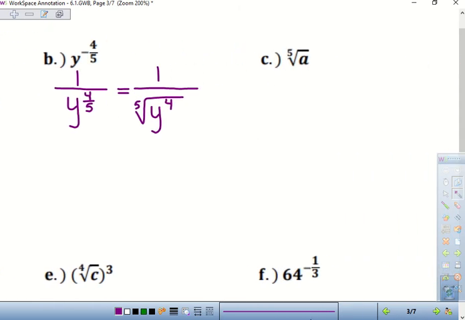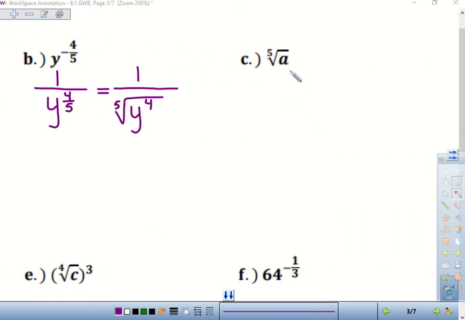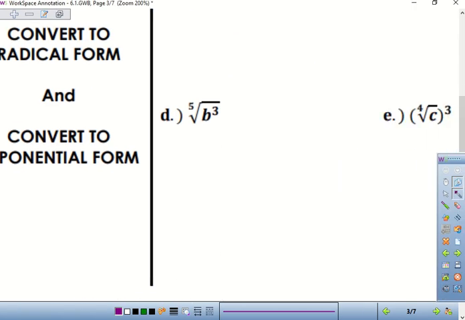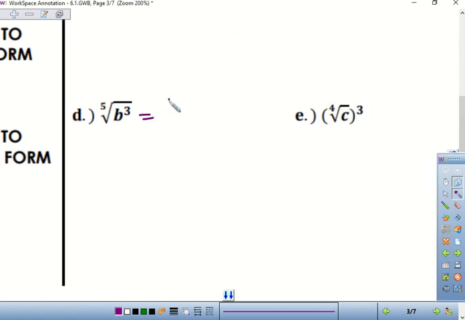All right. Letter C. Now, if a number or letter doesn't have an exponent, what is the implied exponent? 1. So this is going to be a to the 1/5 power if you're converting it back to a fractional exponent. Any questions so far? Now another thing I want to mention, it doesn't come up yet, but it will. If you don't have an index, the implied index is 2, square root. Square is for 2, okay? All right. We're going to convert this one into a fractional exponent. It's going to be b to the 3/5.